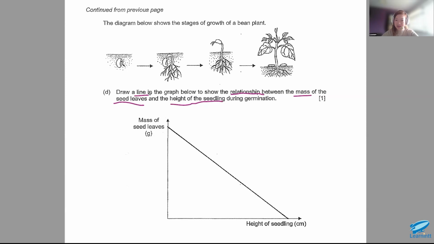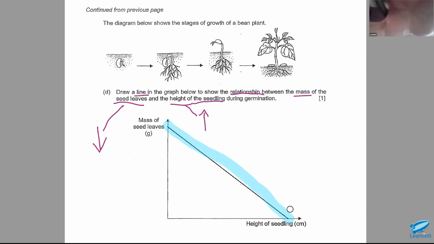Now, from the video, as you can see, as the height of the plant is increasing because it is growing taller every day, the mass of the seed leaves would decrease because it is giving food to the plant to grow. So of course, it will get thinner and thinner, and that will contribute to the loss of weight of the seed leaves. So the mass is actually lesser and lesser. So that's why the graph looks like this.